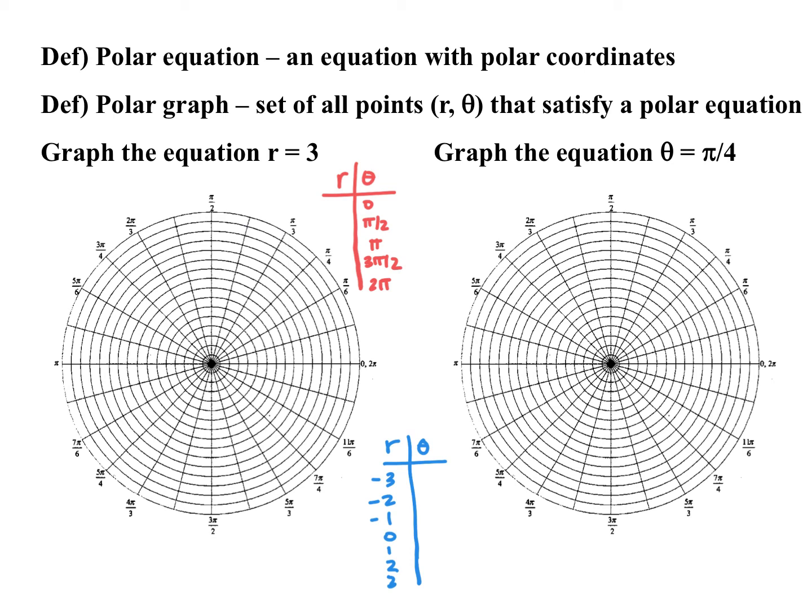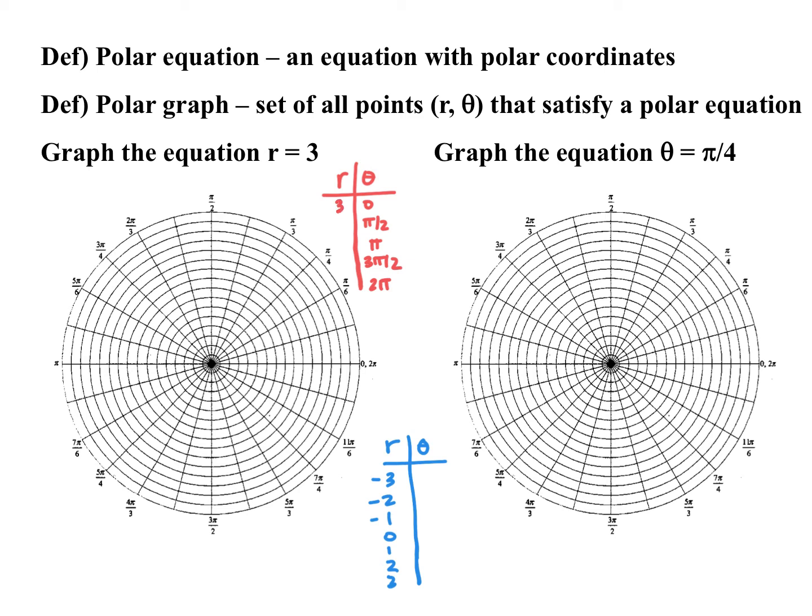I'm going to use a little r-θ table here. I'm going to have my independent variable right now be θ, so I'm going to pick some different angles. I just picked our quadrantal angles, 0, π/2, π, 3π/2, and 2π. Easy numbers. So if my θ is 0, what is my radius? Well, my equation says that r = 3. So my r must be 3.